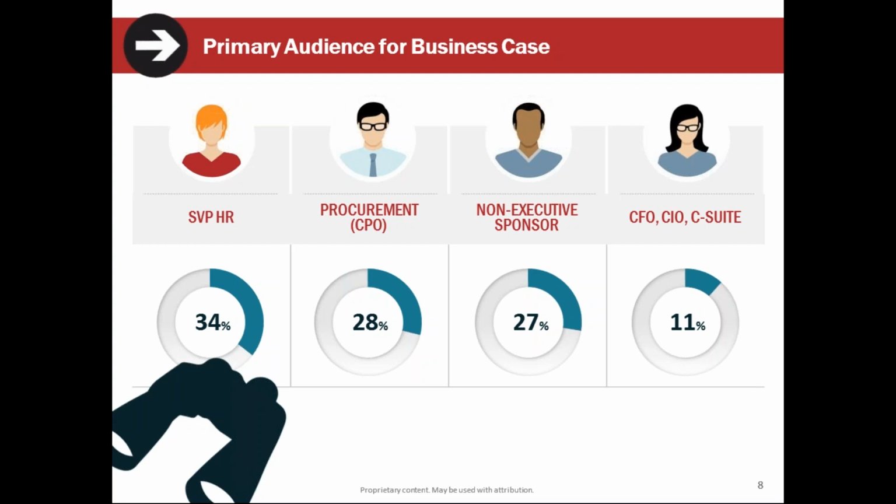So it's a pretty even split really between the SVP of HR, often involved and leading as the executive sponsor, and then procurement, Chief Procurement Officer level, and then sometimes it is also a non-executive sponsor, but at a significant level within the organization. So VP, Senior Director that really has the empowerment to drive the initiative forward. And then about 11% of the time, we actually see the C-suite involved at the highest level making that decision.